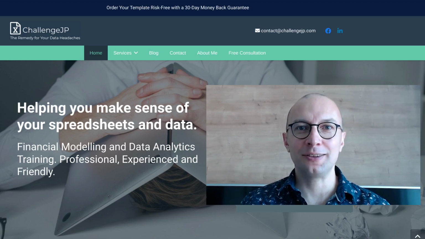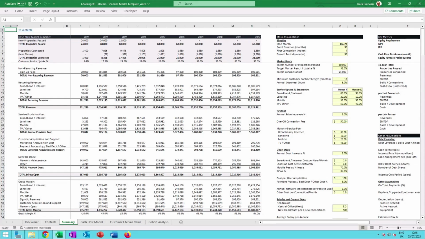My name is Jacek, and today I'm going to show you how to create a telecom financial model in Excel. Before I start going through a detailed monthly calculation, let's very quickly look at the structure of the model.